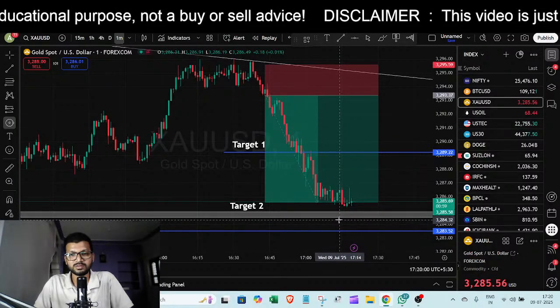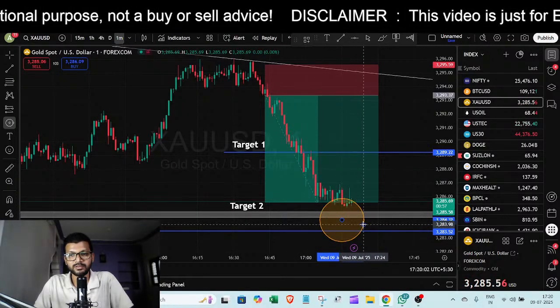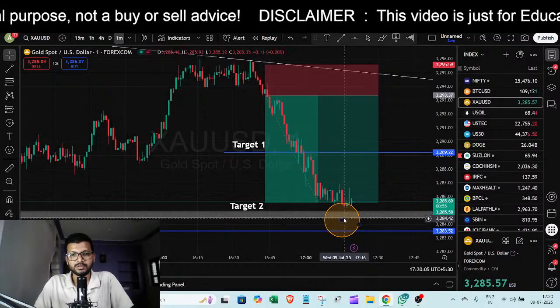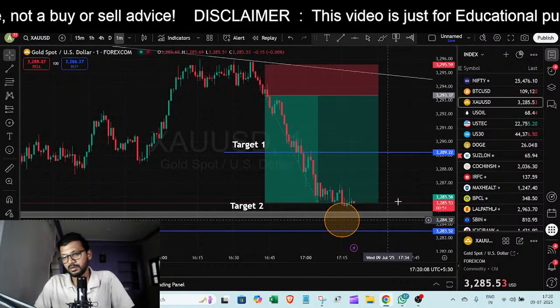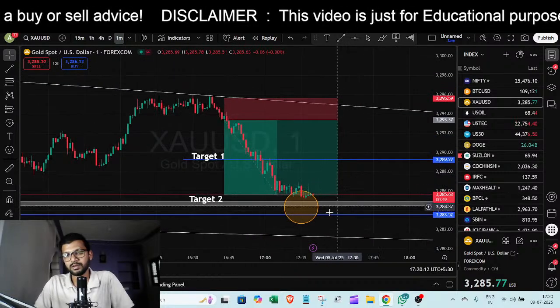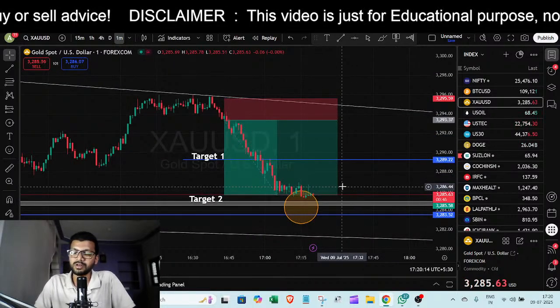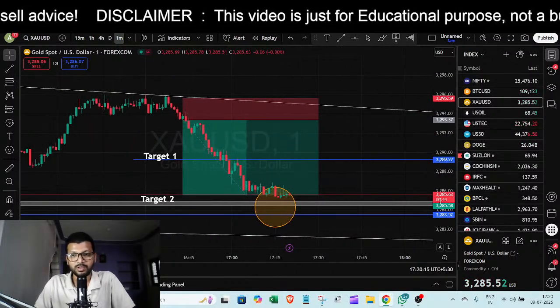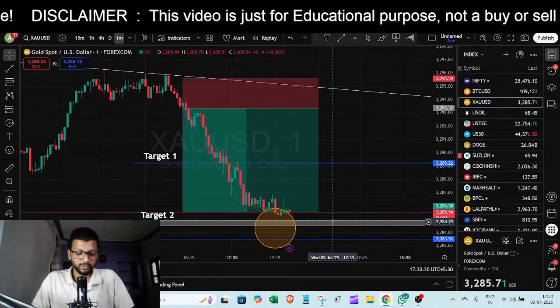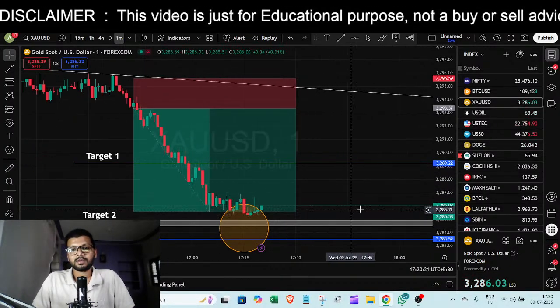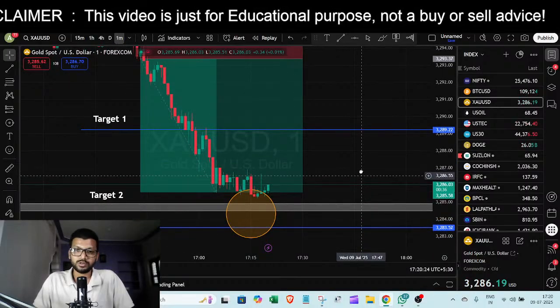So this is the big players' zone. This is our support, this is our order block. From here the market will reverse, or the market might reverse at any time. So if you are having a short position, you can book your profits. If you are having a long position, you can hold.